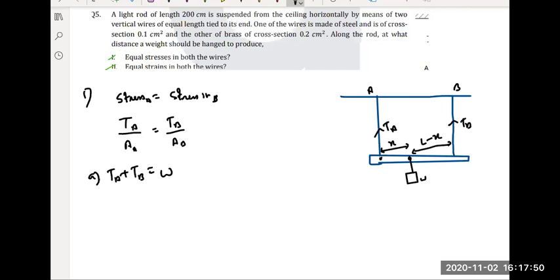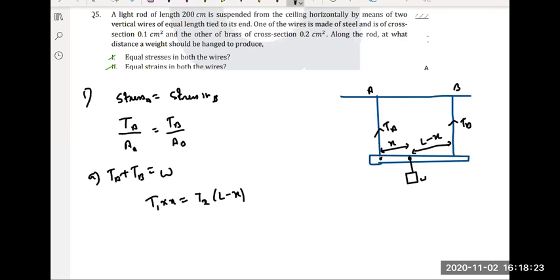So when we talk about the torque equation, it is TA into X, or I'll just write T1 into X is equal to this, which is TB or T2 into L minus X. Okay, right? Got it, everyone? Think about it. Yes or no?